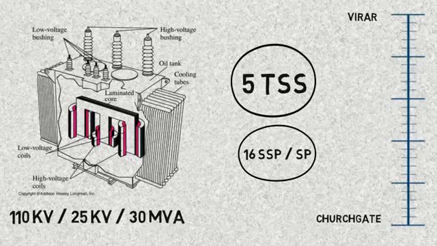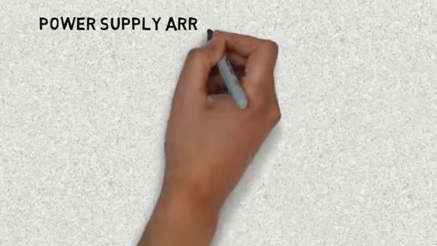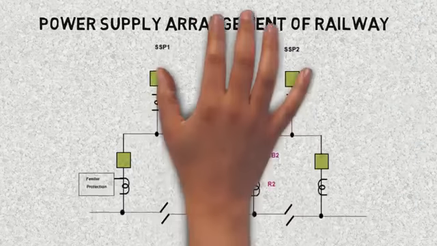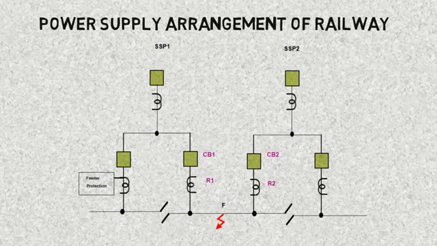This is done because if a fault occurs at a certain place, only that part of the network can be isolated for repairing and the whole other network will remain unaffected. Suppose a fault occurs at location F, then relay R1 detects the fault at SSP1 and operates CB1. Also, relay R2 provided at SSP2 detects the fault and operates CB2, which totally isolates the line between SSP1 and SSP2.